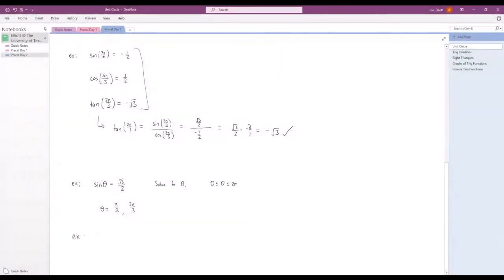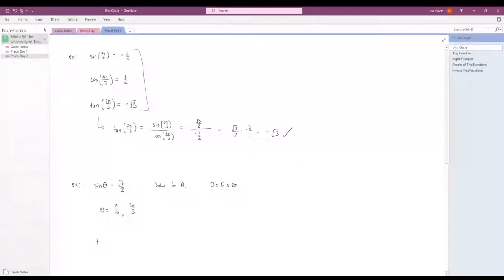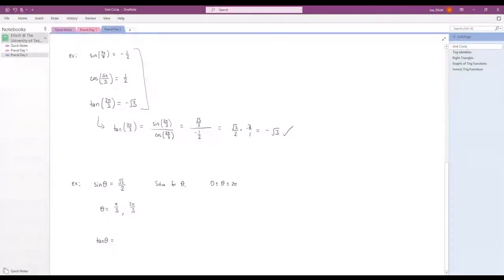Maybe just another simple one like this. So if we have the equation tangent of theta equals -1, again just trying to solve for theta. Again, let's keep theta between 0 and 2 pi. So for something like this, again, you'll just need to think about what the answer is. So who can tell me what the answers would be?